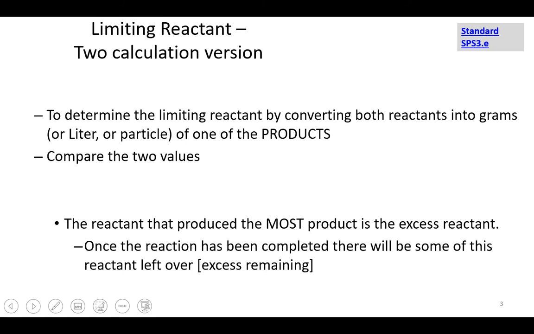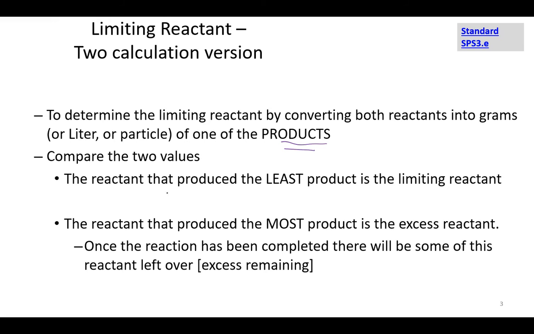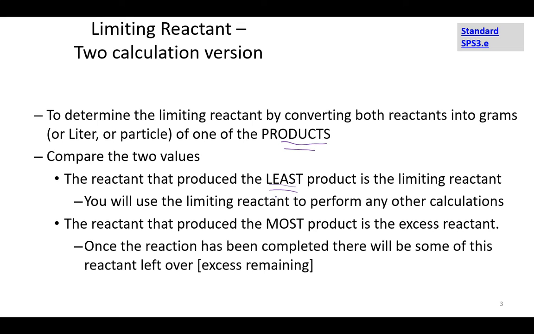So, the two calculation version, as I said, is nice because it's what we're used to doing. It is, yes, one extra little conversion calculation, but it makes it consistent. So what we're going to end up doing is converting both into one of the products. Typically, you're going to be asked to identify which product, but if not, it doesn't matter. Once you've got them both into the same substance, you're going to compare the two. The reactant that produces the least product is the limiting reactant, and you're going to use that to perform any other calculations. The reactant that produces the most product is the excess reactant. It's the one that's going to have some stuff left over.